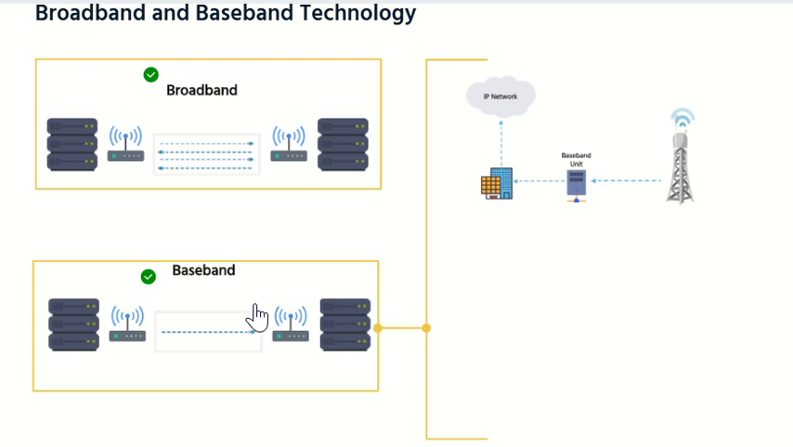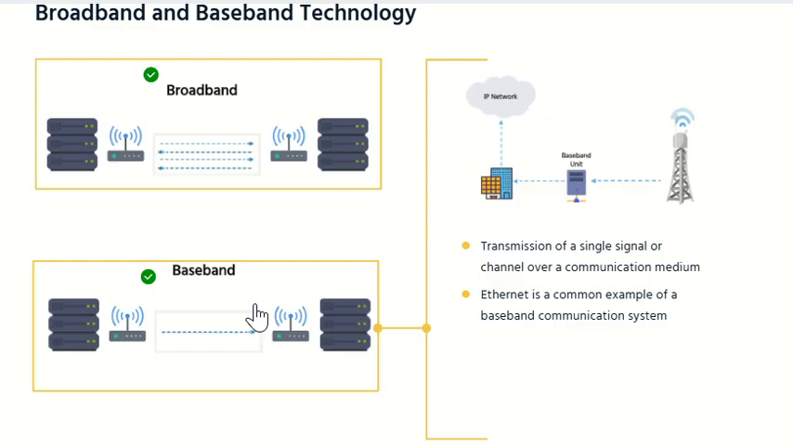Baseband transmission refers to the transmission of a single signal or channel over a communication medium. In this method, the entire bandwidth of the cable is consumed by a single signal. Ethernet is a common example of a baseband communication system.